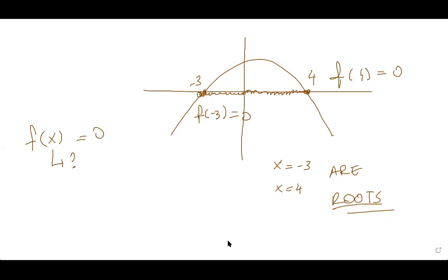Also remember the table method. When you look at the root here, can you tell me, for example, at -4, what is the y value? It's negative. What about here at -2? What is the y value? It's positive. So since I am going from negative to positive, there must be one root. Which root? This is -3, for example, here. And here 4 is a root.